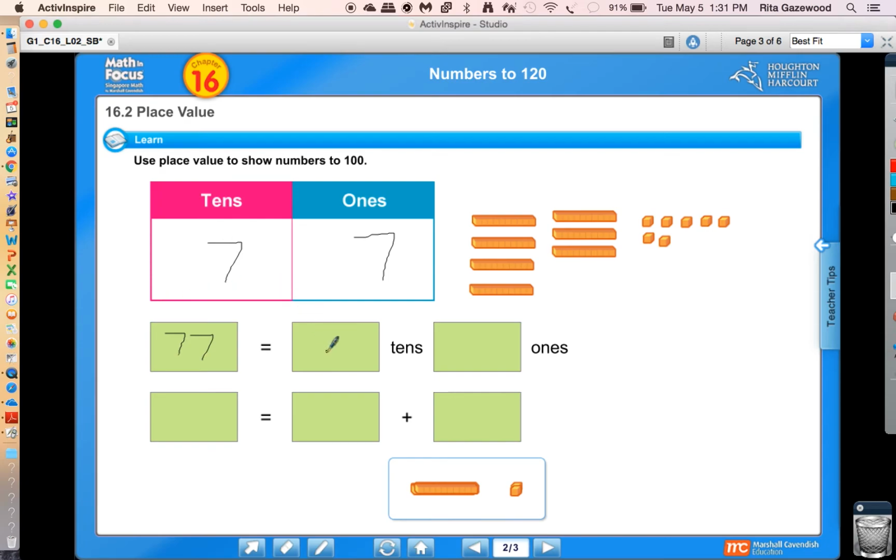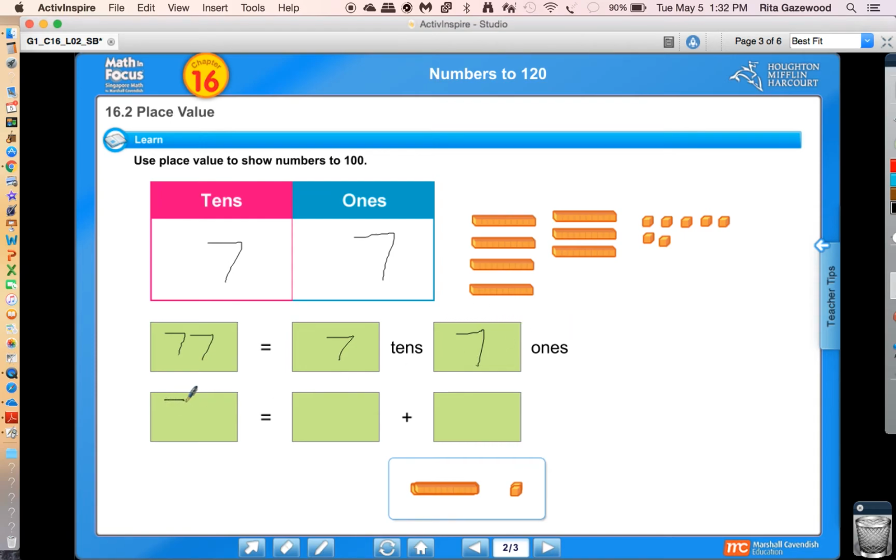So how many tens are in the number 77? Let's count them. 1, 2, 3, 4, 5, 6, 7. We have 7 tens. And how many ones do we have? 1, 2, 3, 4, 5, 6, 7. So 77 equals 7 tens, 7 ones.